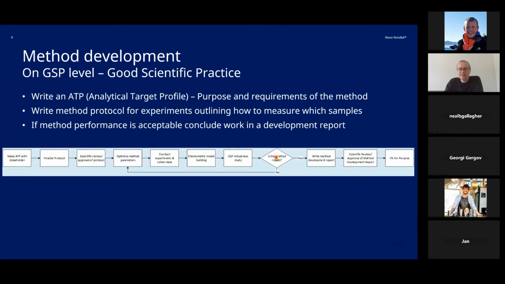So we evaluate this, and if the criteria that we have set up for method robustness are not met, then probably we need to optimize the method, both instrumental and protocol-wise. But once we are satisfied with the method as it is, then we consolidate our findings in a method development report, and we present and have that reviewed with our peers, and then we evaluate if the POC, the proof of concept, is fit for purpose, and then we can push it into the next stage.